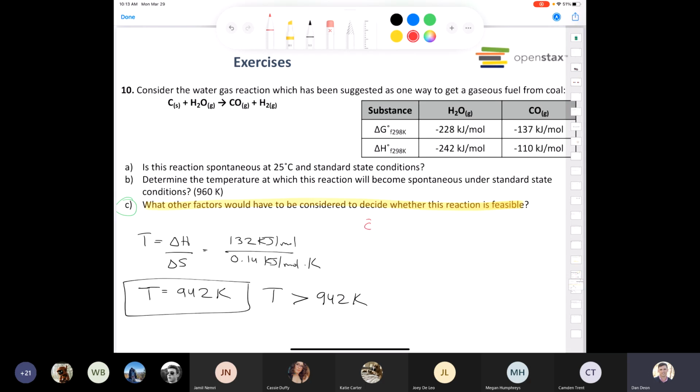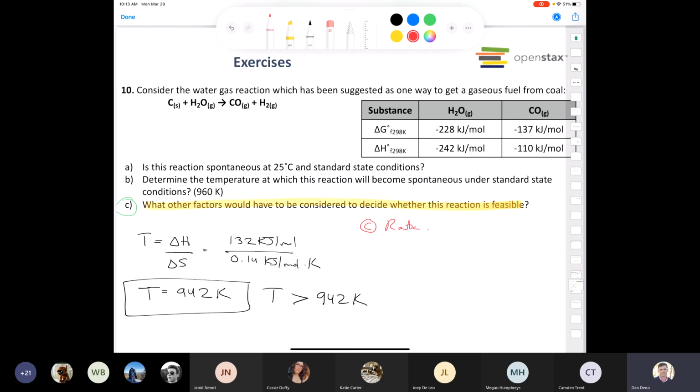So the answer to C, why don't we just say rate? We have no idea about how long this reaction is going to take. You can just write that in and we'll leave it like that. Okay, cool. That makes me really happy that you guys were able to answer that question so quickly.